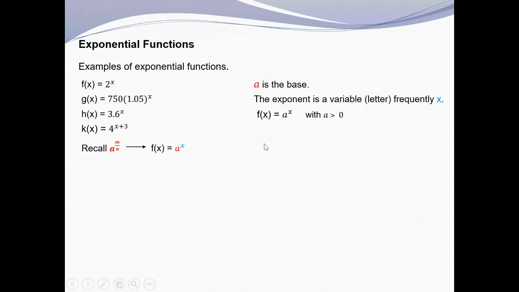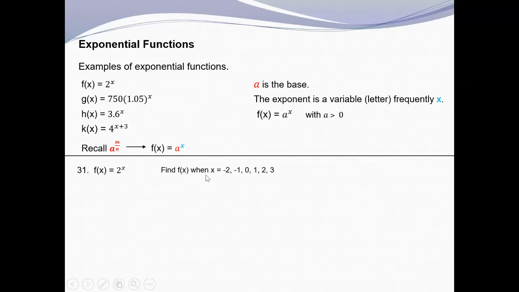Here we go. Okay, so how do we graph this? We're going to show you how to simplify it and also how to graph it. For now, say they give us f of x equals 2 to the x power. So they want you to find y when x is negative 2, negative 1, 0, 1, 2, and 3. So let's do ourselves a little table.